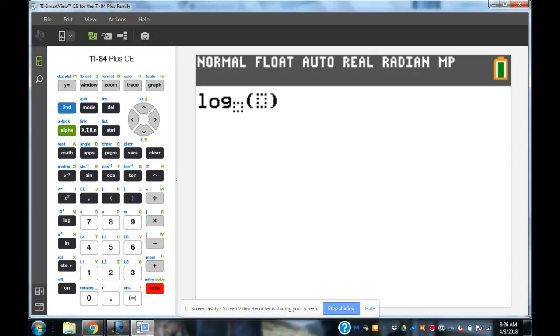So if we did log base 3 of 81, we could put a 3 right there, press the right arrow key to get up into that spot, put in 81, and hit enter, and we get 4. It evaluates that for us. Okay, that's using the log base function of your calculator.